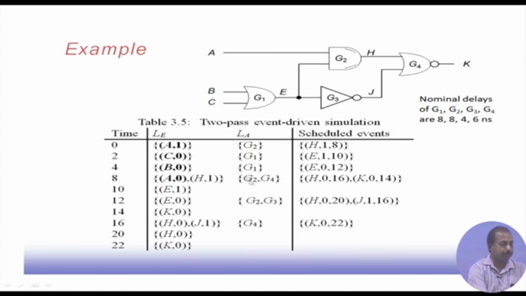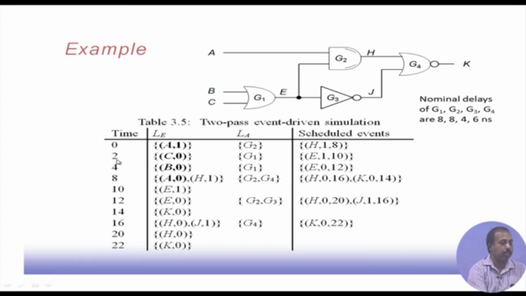So, this is an example. It is assumed that the nominal delays for gates G1, G2, G3, G4 are 8, 8, 4 and 6 nanoseconds. Okay. Now, at time 0, we have got these inputs A, B and C assumed to be 1, 0, 0. So, this is the event that A becomes 1, B becomes 0, C becomes 0. So, A becomes 1 at time 0 and then the corresponding activity is that G2 has to be simulated. So, the activity becomes G2.